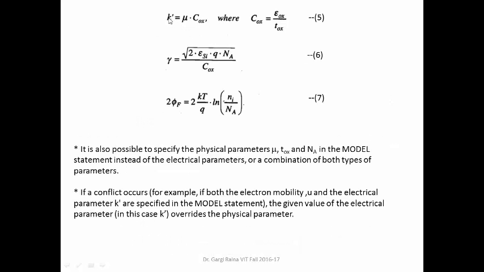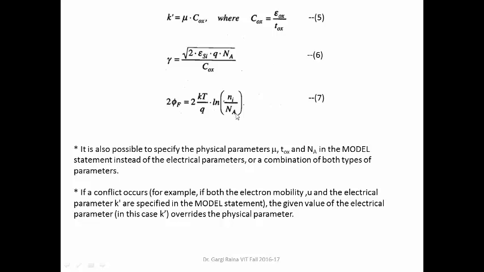So for instance, transconductance can be calculated by knowing mu and Cox. Cox is given by epsilon ox by Tox, and gamma can be computed from the knowledge of, once again, the permittivity of silicon, the charge, Na, the doping density, and Cox. Similarly, the surface inversion potential is estimated by the knowledge of the temperature and the intrinsic doping density and the acceptor atom doping densities.